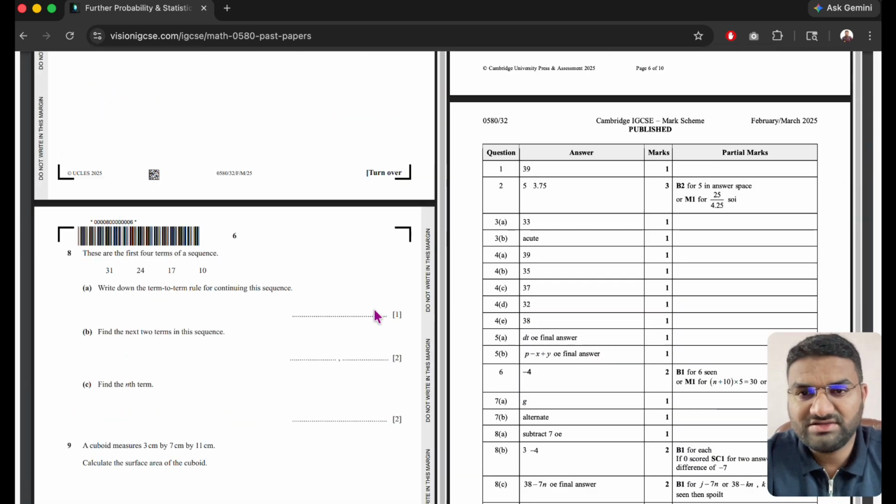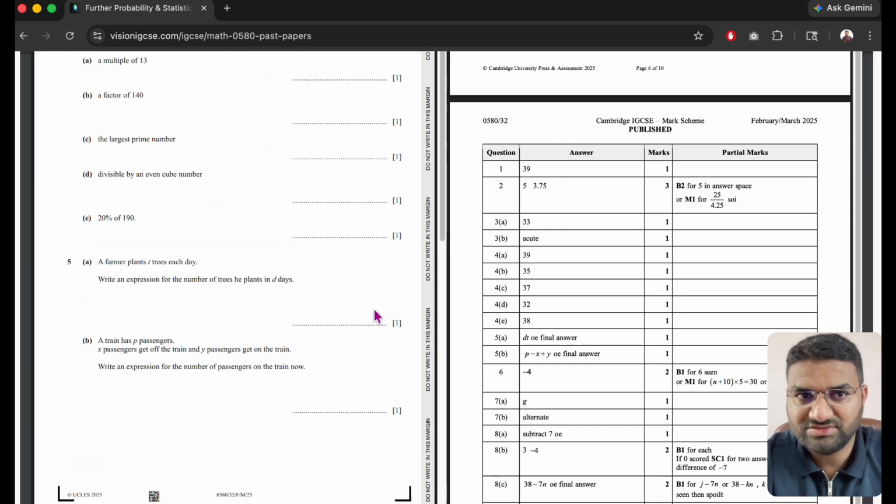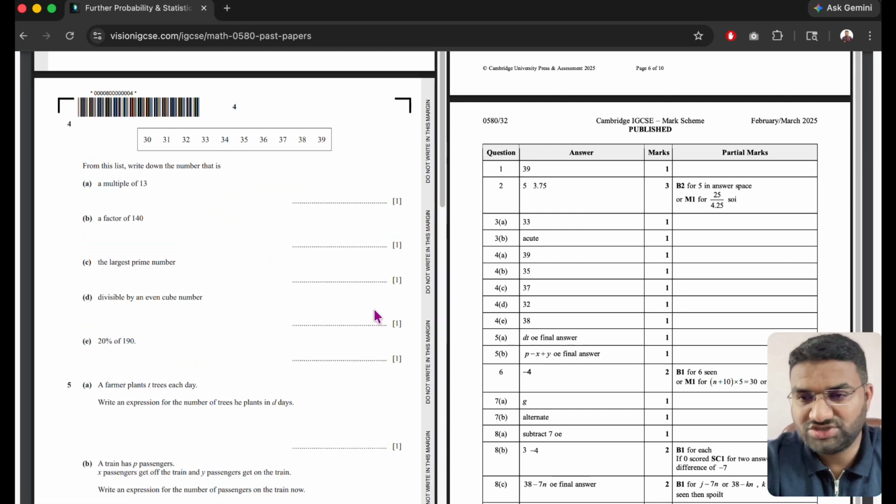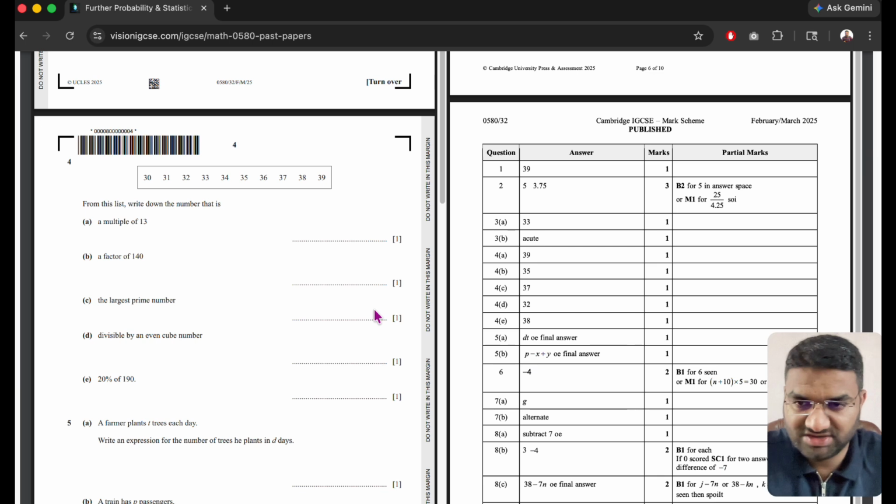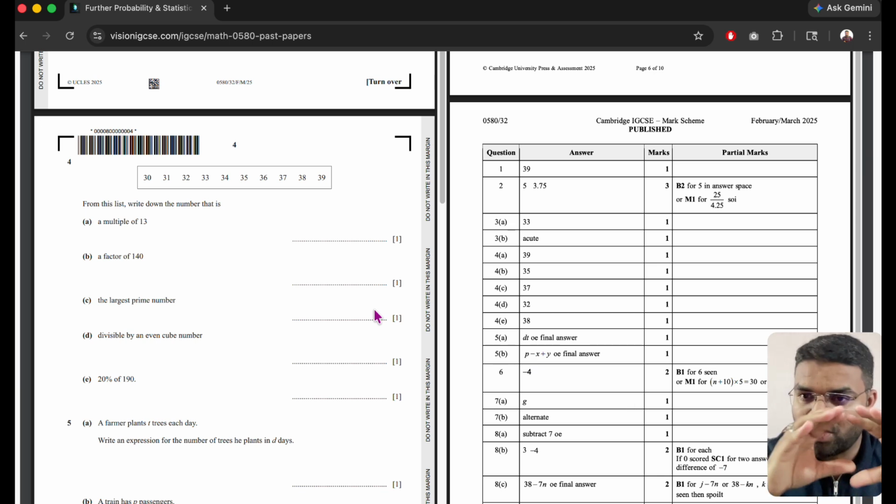Yeah, so you can slide up and down every time to check the answers, your marks, and so on and so forth. And this is for all the papers, to open the two papers side by side.